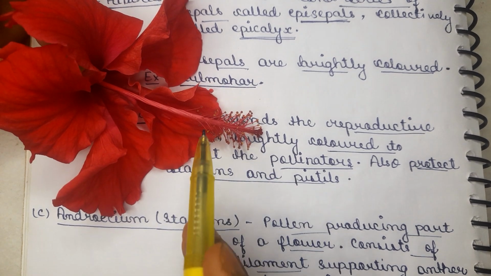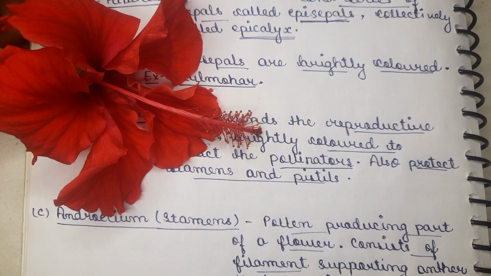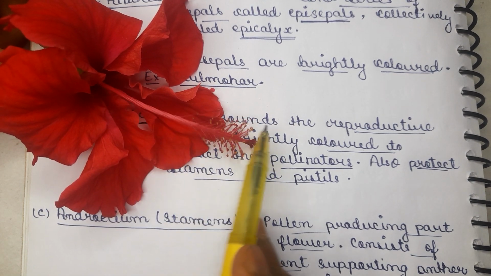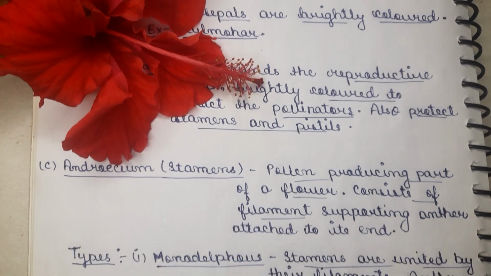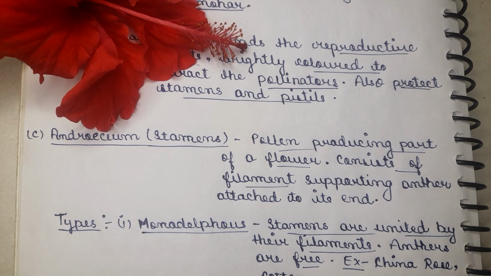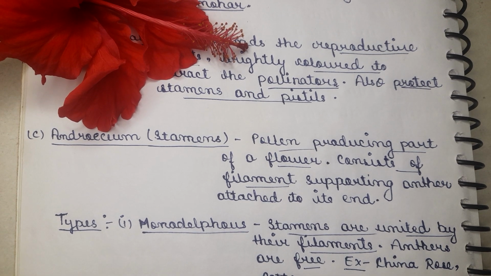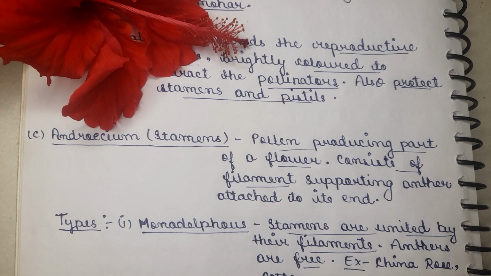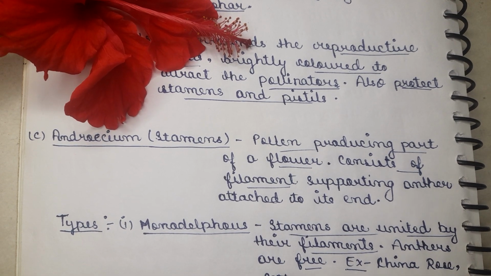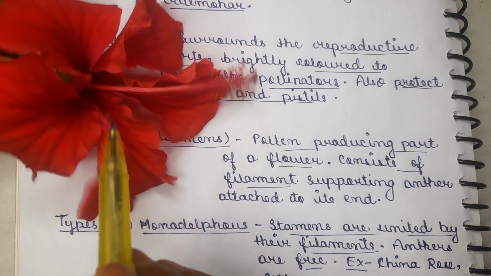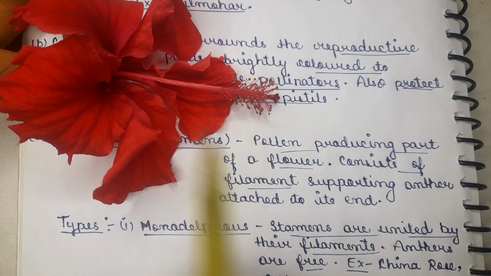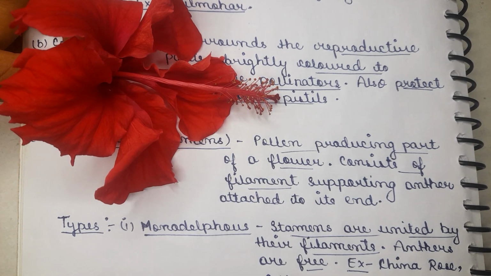If you take the example of China rose also, the stamens are united by the filaments and the anthers are free. Another type of filament arrangement is diadelphous. Diadelphous means, as the term denotes, di means two. The filaments are united in two bundles. For example, in the pea plant, the flower consists of two bundles of filaments. The first one will be thicker and the second will be thinner than the first one.